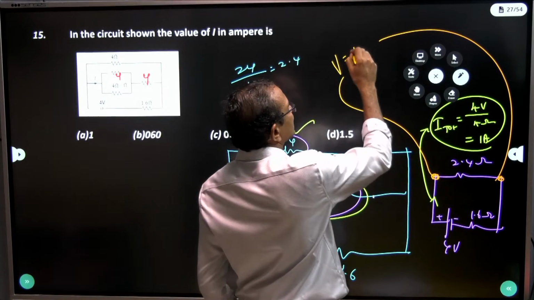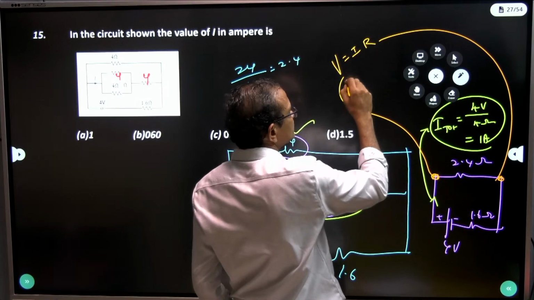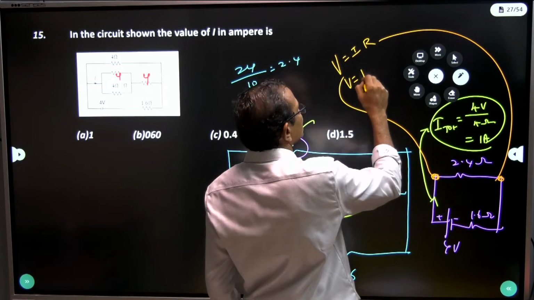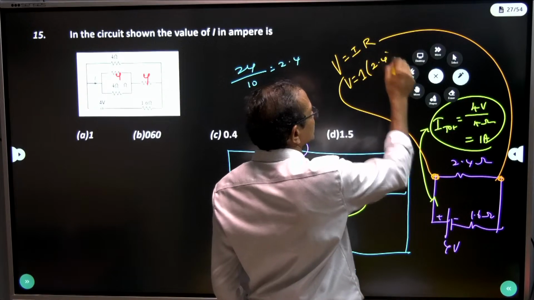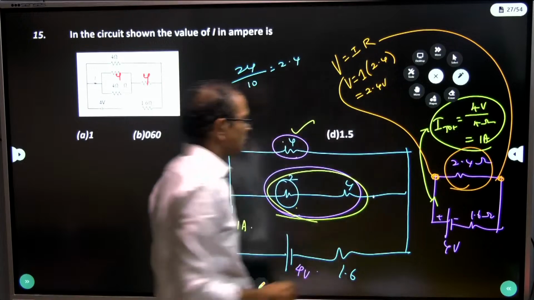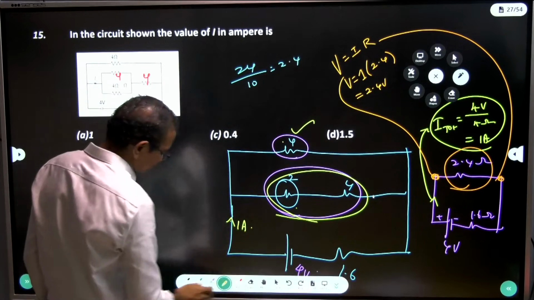V is equal to IR. How much? What is I? 1. What is R? 2.4. You understand? 2.4. So what's the voltage? 2.4 volt. So for this circuit, what's the voltage?